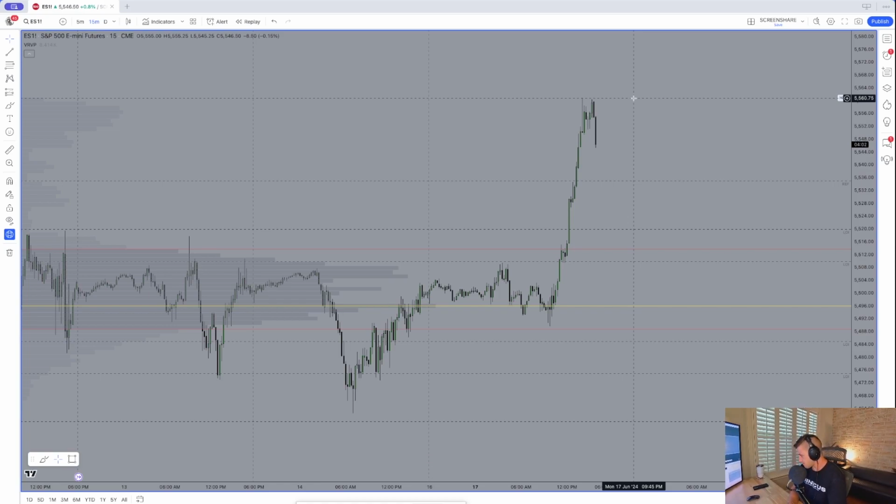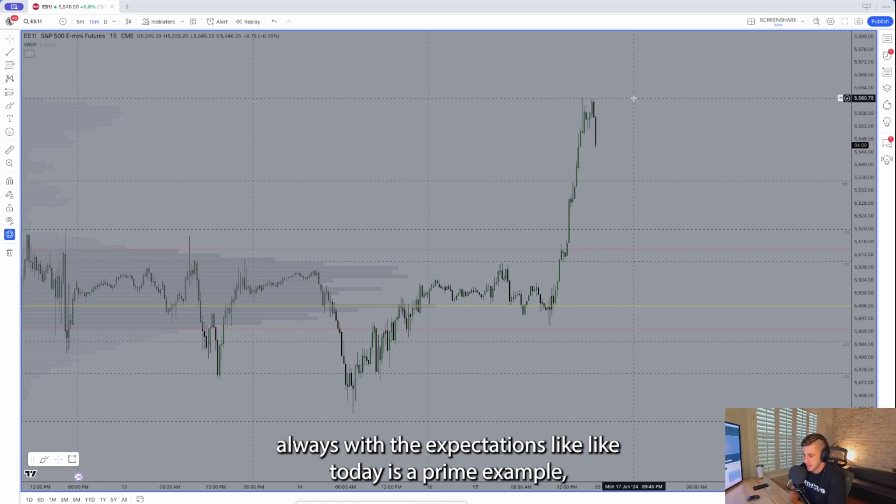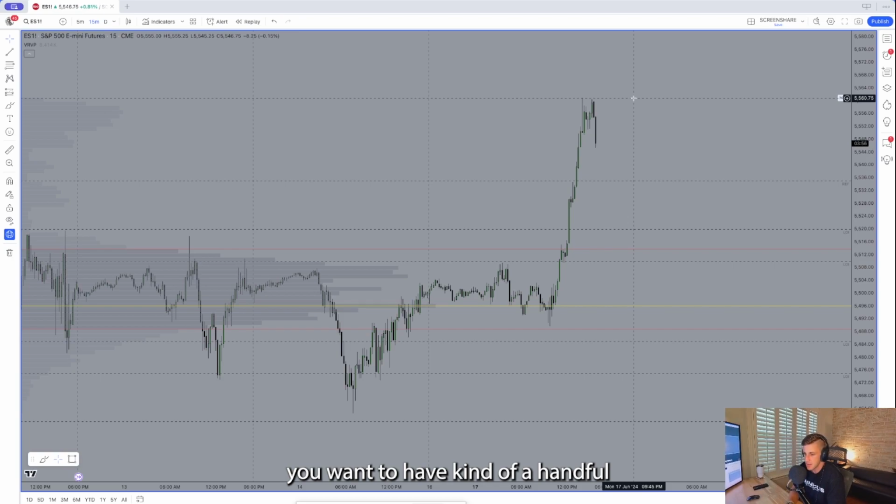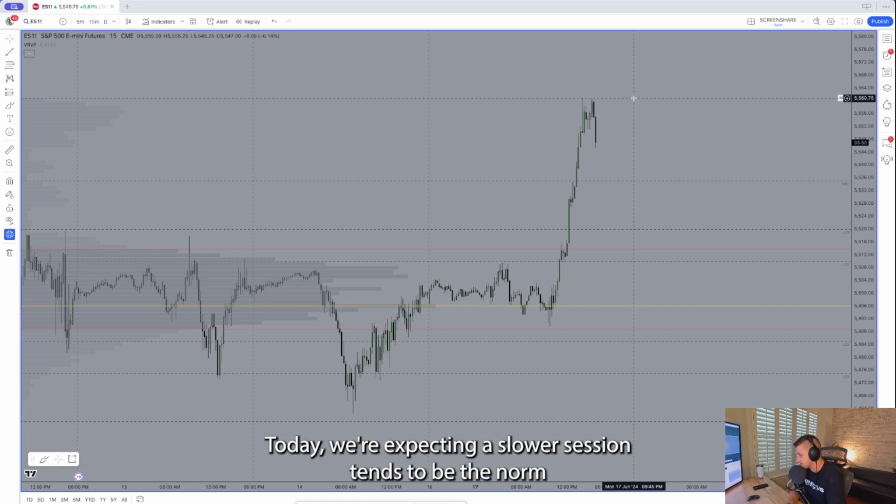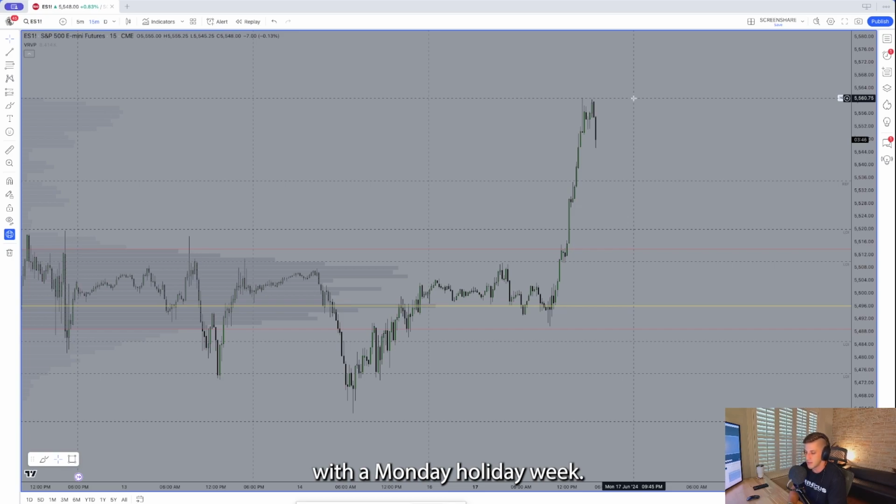Now, that said, as always with expectations, like today is a prime example, you want to have a handful of different scenarios of how price can play out. Today, we're expecting a slower session, which tends to be the norm with a Monday holiday week, no data, things like that. But the market, as always, is going to do what it wants.